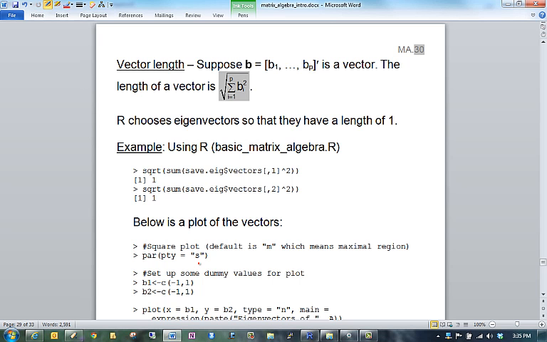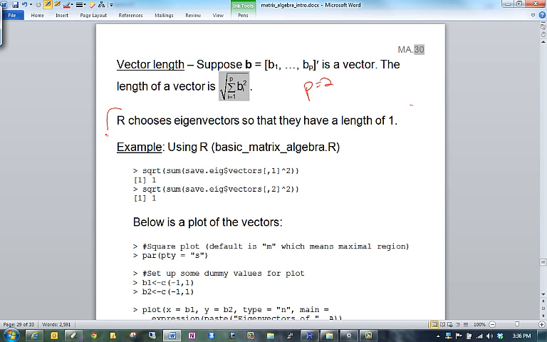Sometimes you want to be concerned about the length of a vector. Let's say we have a vector B that's p by 1. Then the length of the vector is simply: you take the square of all the elements in your vector, add them up, and find the square root. If you haven't seen the length of a vector before, just think of it in the context of p equal 2, using the Pythagorean theorem to find the hypotenuse of a triangle. That's essentially where that idea comes from.